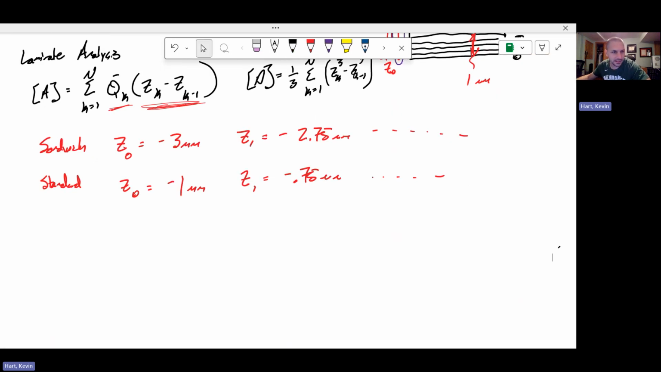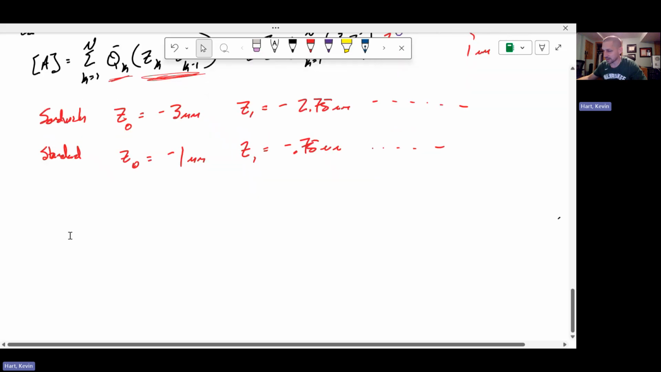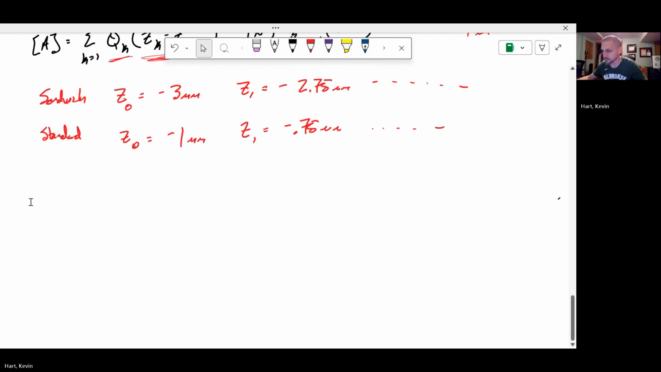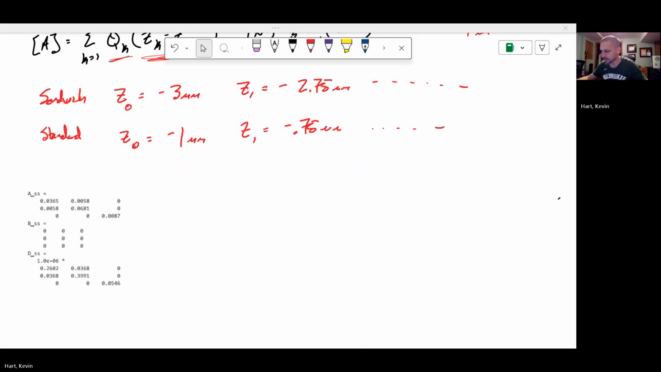But the point is, you'll see the following before my batteries run out. Hopefully this doesn't cut off. But for the sandwich structure versus the standard composite. Okay. So for the sandwich, here we go. And for the standard composite, here we go.